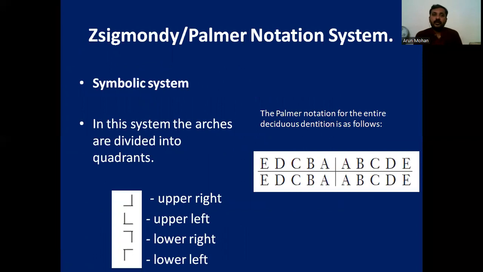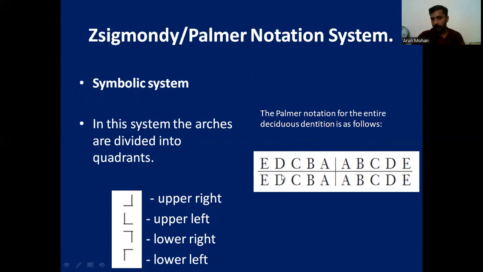So the next system is the Zsigmondy-Palmer notation system, or simply the Palmer notation. The Zsigmondy-Palmer notation system is a symbolic system, quite different from the universal system. This is a symbolic system in which a symbol denotes each quadrant. Again, the teeth are divided into quadrants, and each quadrant is denoted by a particular symbol, as you can see here. The upper right, upper left, lower right, and lower left quadrants have been denoted by different symbols.